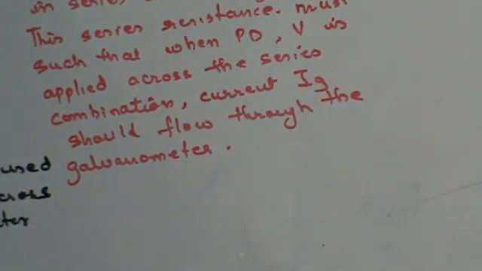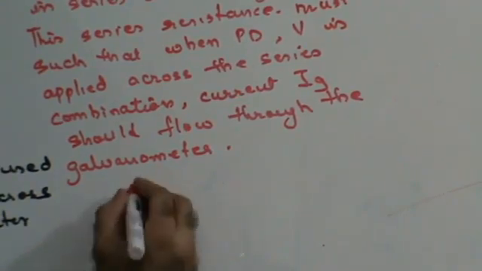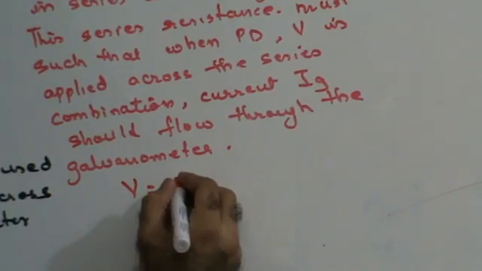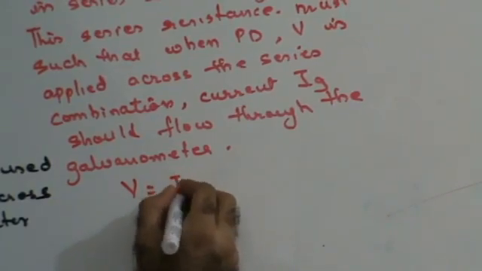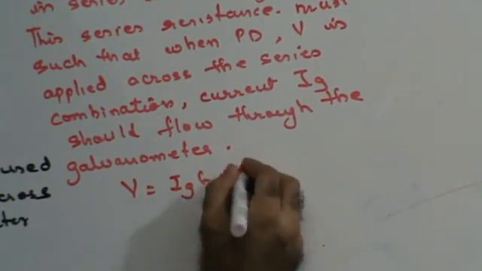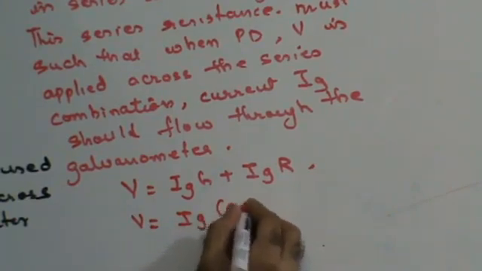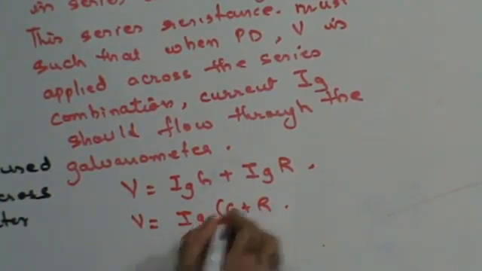Now, since G and R are in series, the total potential difference applied is used by the potential difference across the galvanometer and the potential difference across the series resistance. By Ohm's law, this is Ig into G plus Ig into R. Why Ig into R? Because the galvanometer and the resistance are in series, so the same current flows through them. So the potential difference V is Ig into (G plus R).